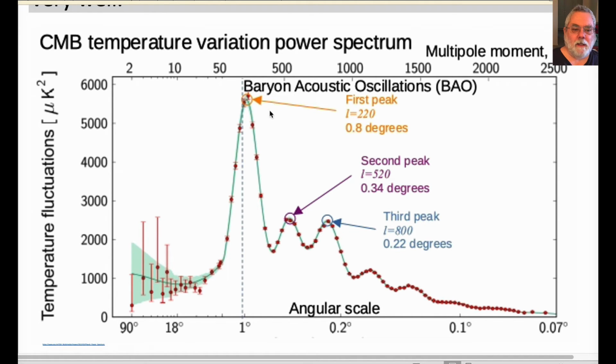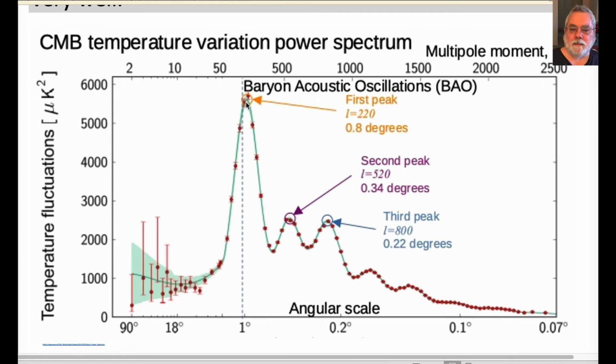The first peak, here, at multipole moment L around 220 and angular scale 0.8 degrees, represents those dark matter overdensities for which the photon baryon fluid had just reached maximum compression at the time of photon decoupling.